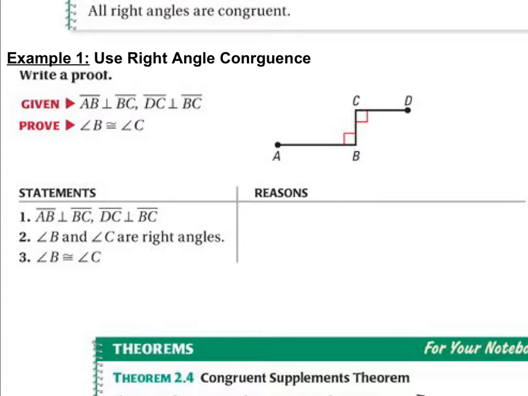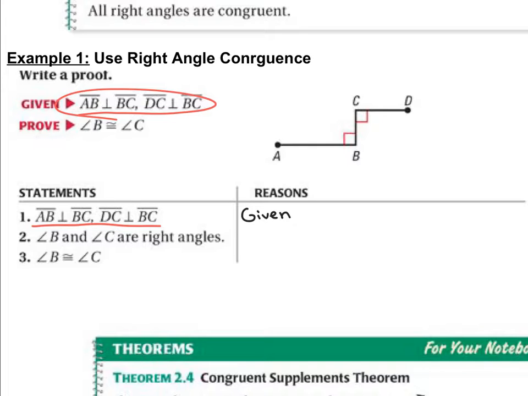In example number 1, using the right angle congruence theorem, we're going to write a proof proving that angle B is congruent to angle C. Okay, so we are given that AB is perpendicular to BC and DC is perpendicular to BC. Notice, as we keep talking about proofs, this statement is also right here. And so our main reason for number 1 is simply that they give us that information. It is the given.